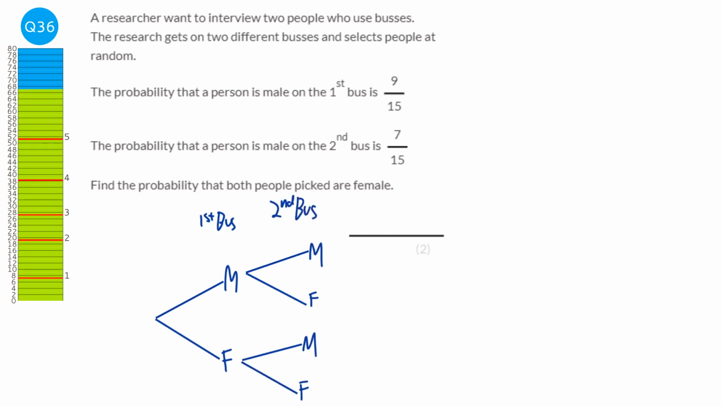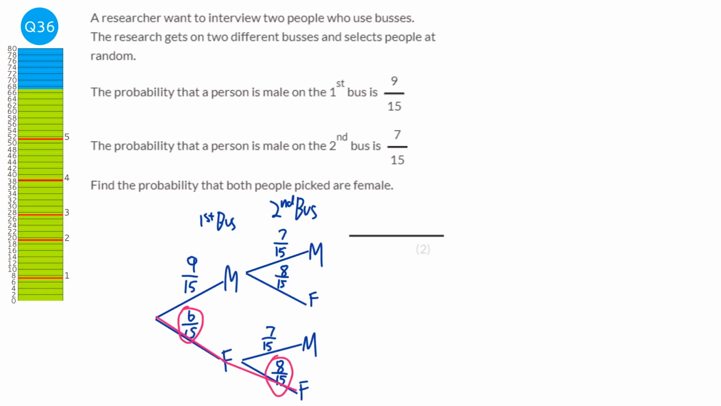So the probability of male on the first bus is 9/15. And therefore the probability of female is 1 minus 9/15, which would be 6/15. Male on the second bus is 7/15. And so female would be 8/15 because they need to add up to 1. And it's independent, so these will be the same. And the question is basically asking what is the probability that both will be female. So to have both female, we need to have gone down this line at the start and then this line again. Okay, so looking at the fractions along the way, it's 6/15 and 8/15.